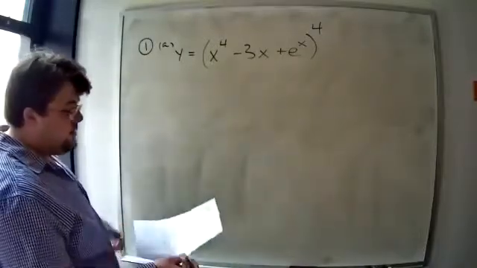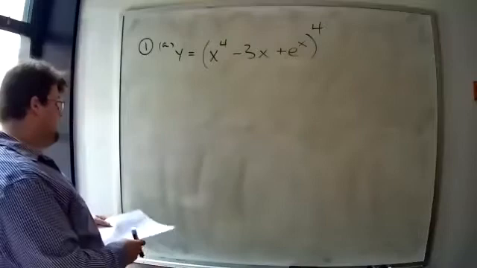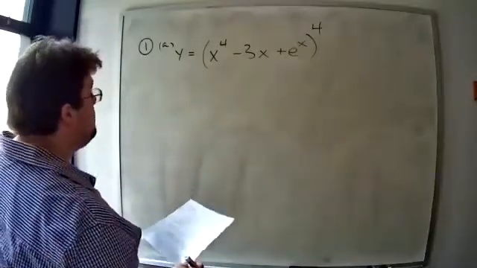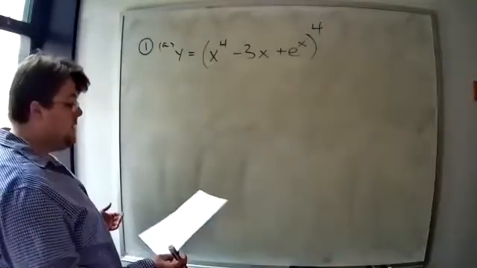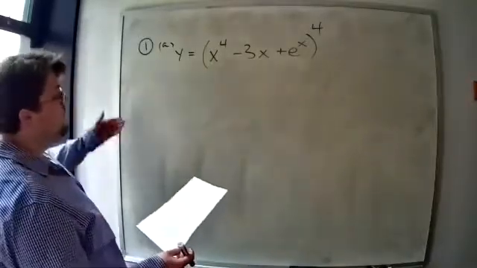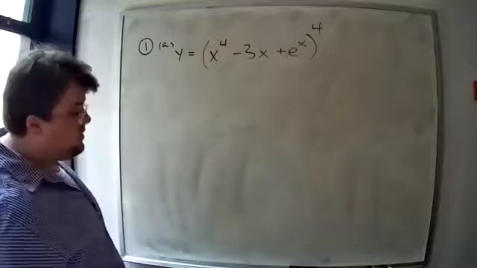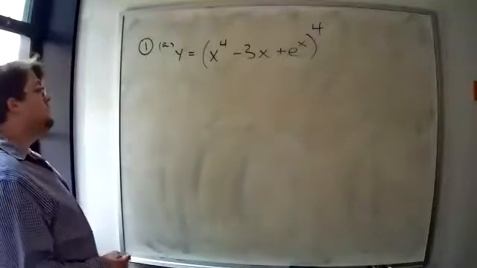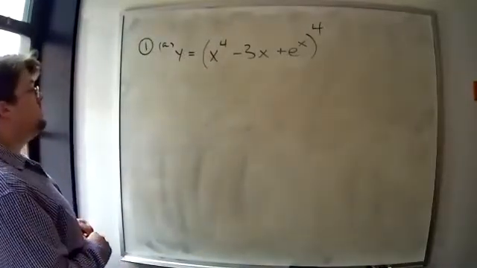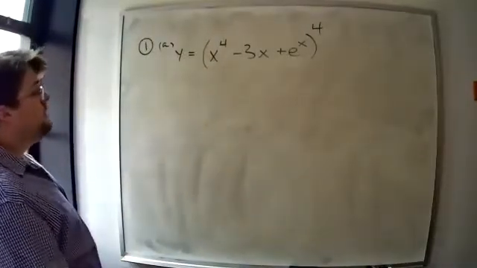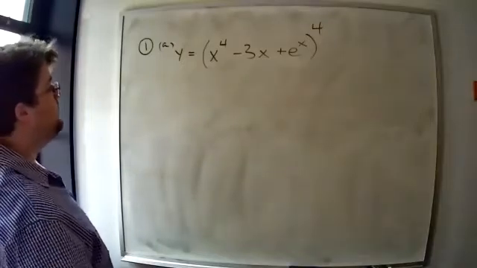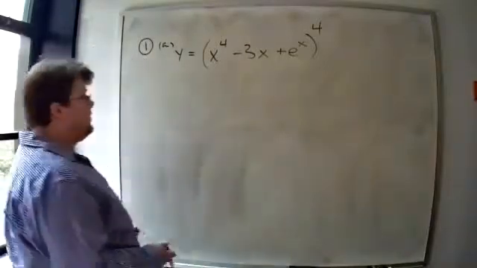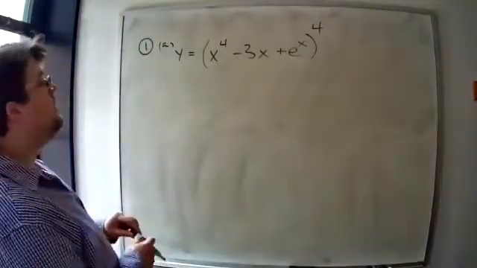Number one has many derivative computations, and they all require use of the chain rule. In most of them I will show the details for the chain rule computation, and in some of them I won't. But here, for the first one, y equals x to the fourth minus 3x plus e to the x, all raised to the fourth power. Right here, we have a function to the fourth power, and we know how to take the derivative of something to the fourth power using the power rule.